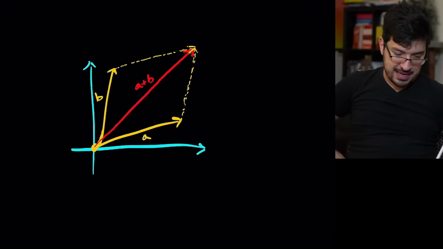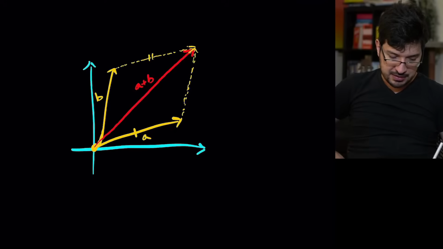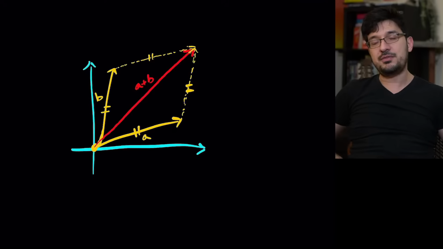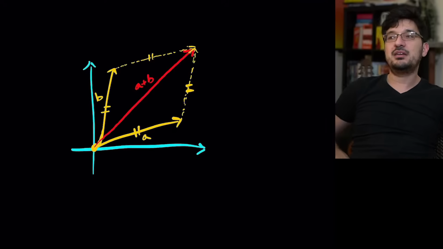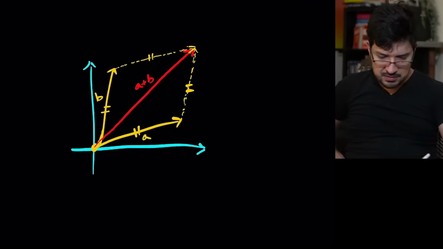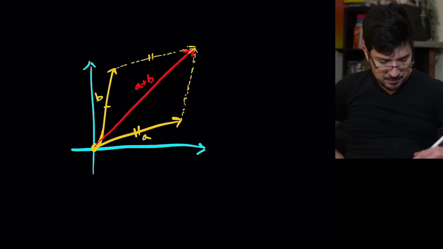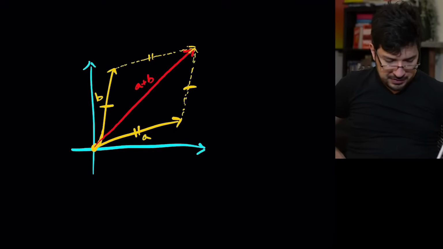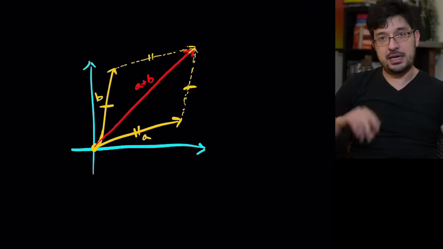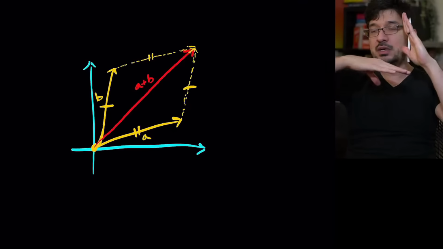So then this line is going to be parallel to this line, and this line is going to be parallel to this line. Therefore, that is the definition of a parallelogram. That's what I'm trying to say. So, yeah. Does that make sense, dude? These two are parallel, and the other two are parallel. So that creates a parallelogram spanned by two vectors.